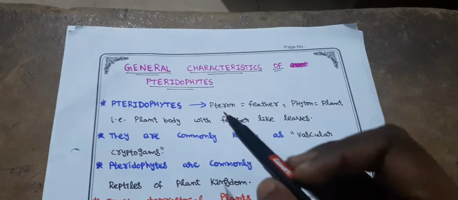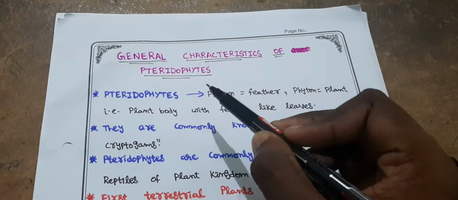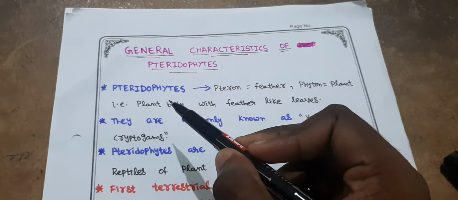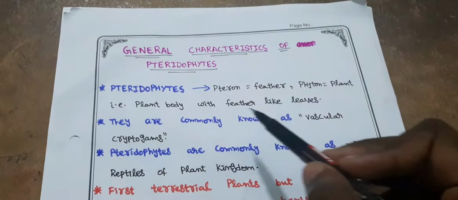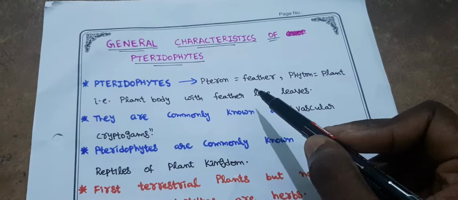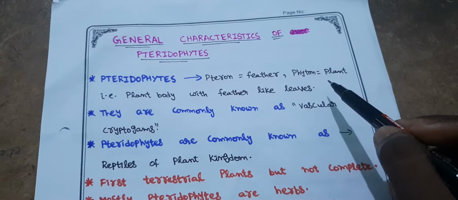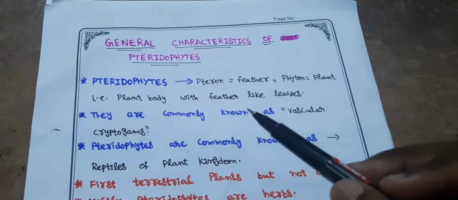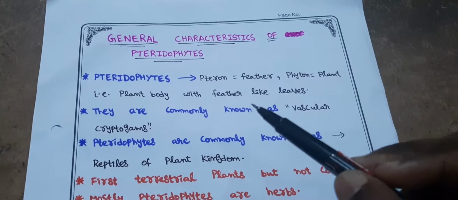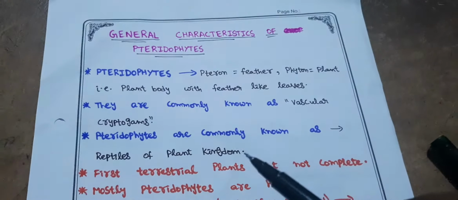Today our topic is on general characteristics of pteridophytes. First, what is pteridophytes? Let's get from the root word. Here pteron means feather and phyton means plant body. Actually, the plant body which bears feather-like leaves are known as pteridophytes.